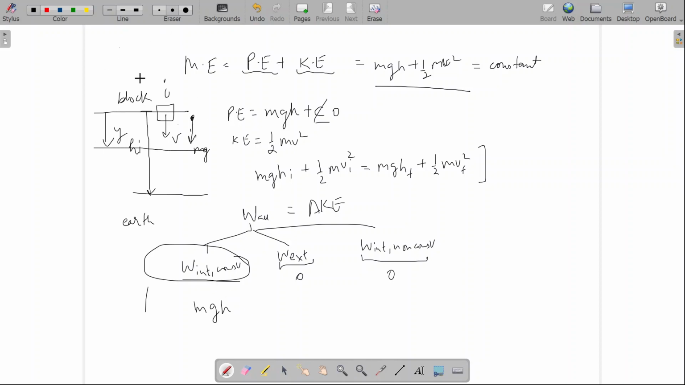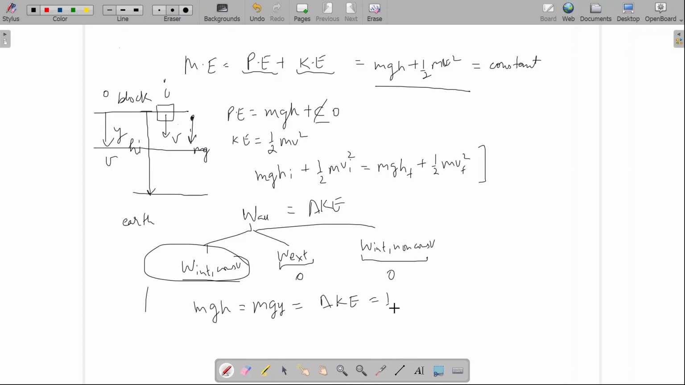So initially the block was not moving, its speed was zero, and it started moving somewhere here with some speed. So what is the work done by gravity? mg into the height which it has lost, which is mgh. So this can be written as mgy. So this work done by gravity should be equal to the change in kinetic energy of the block.